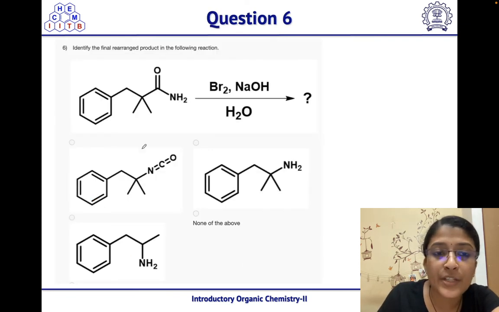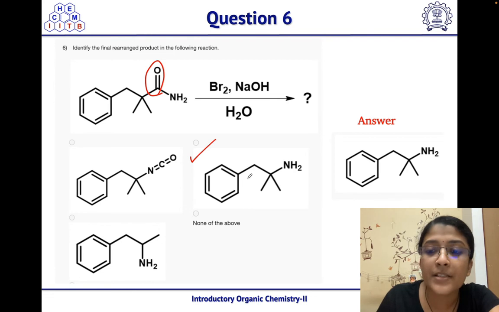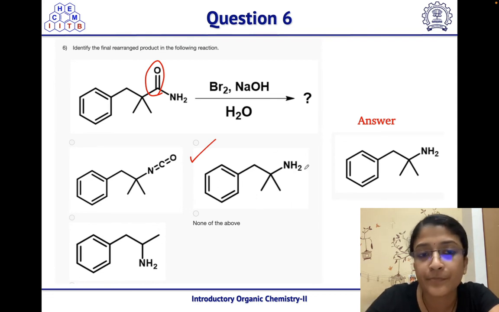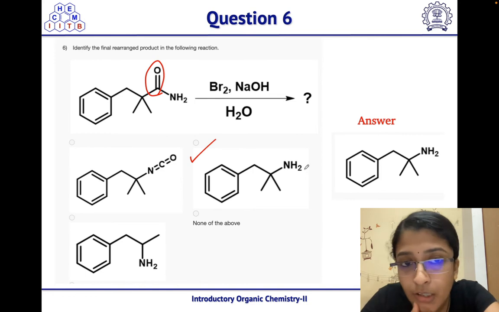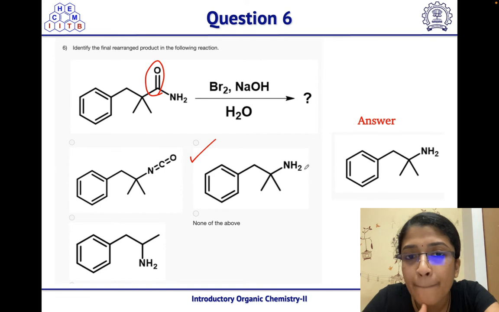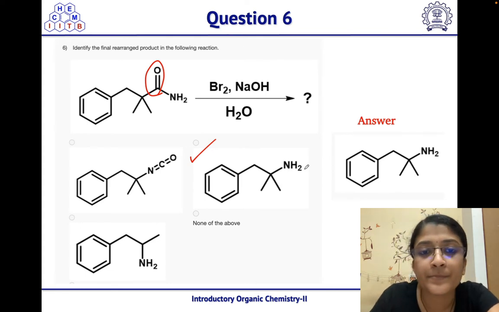So coming back to our question, we had this amide and we treated it with bromine and NaOH. We will get an amine with one carbon less. The CO group will be removed and we will get this amine. So the correct option is option C. Any doubt? Is the mechanism clear? Can we go to question 7?